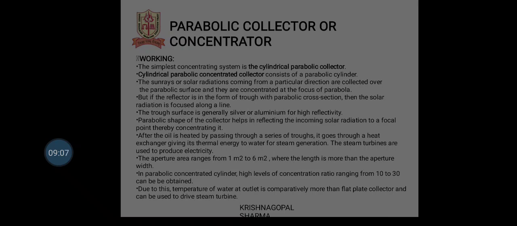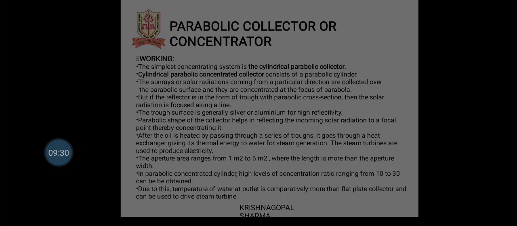After the oil is heated by passing through a series of troughs, it goes through a heat exchanger, giving its thermal energy to water for steam generation. The steam turbines are used to produce electricity. The aperture areas range from 1 to 6 square meters, where the length is more than the aperture width.